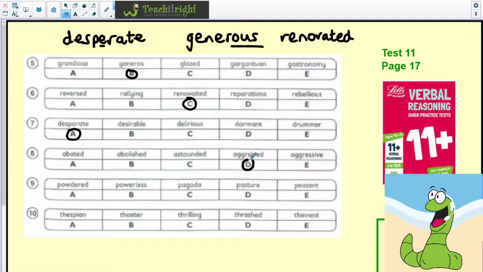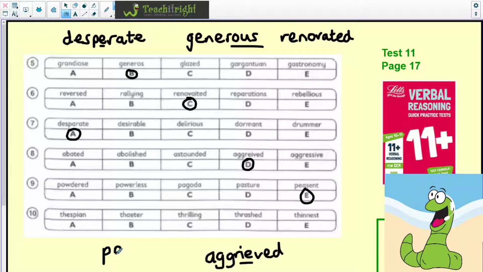Question 10, we've got aggrieved. Now where we can apply the rule here is I before E, except after C. So aggrieved. It should have the I before the E here. Number 9, we've got peasant, and the answer is E.